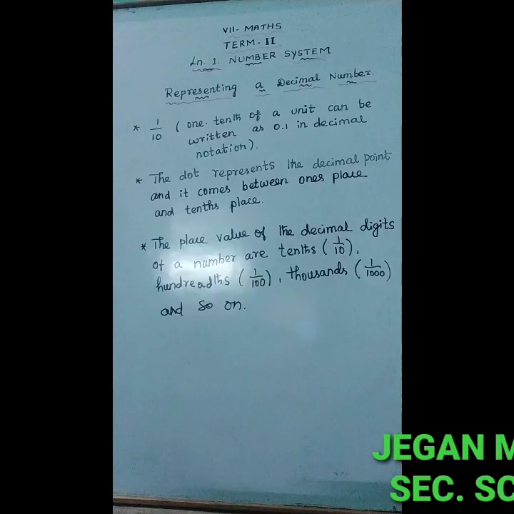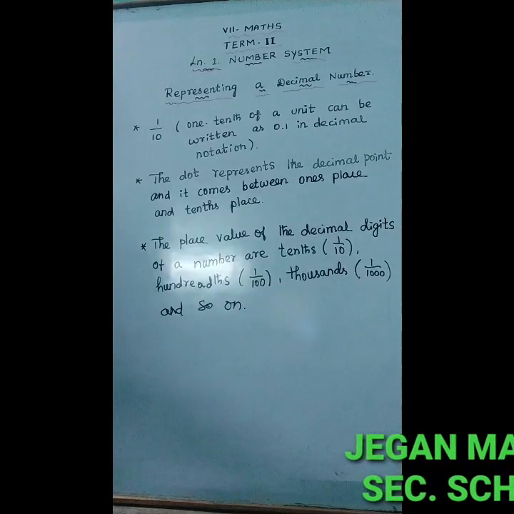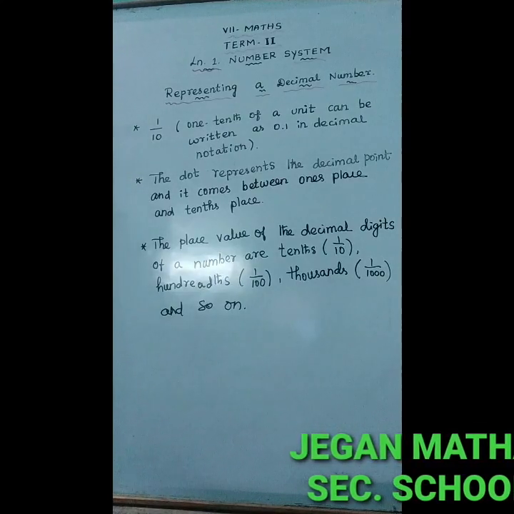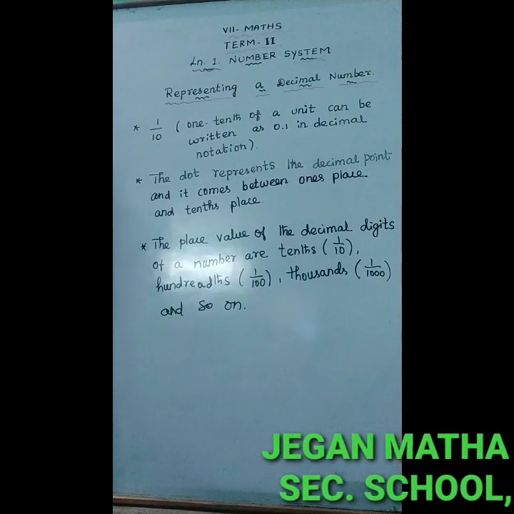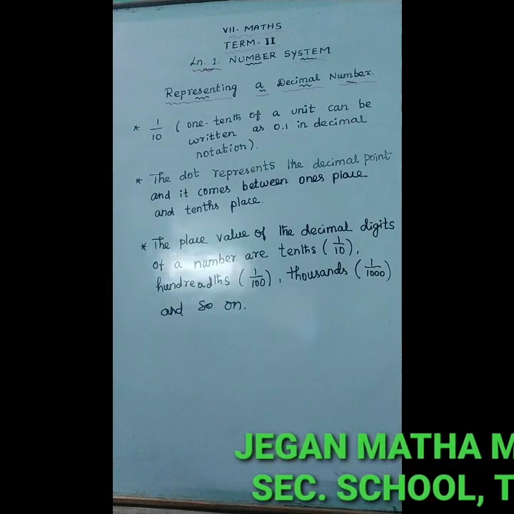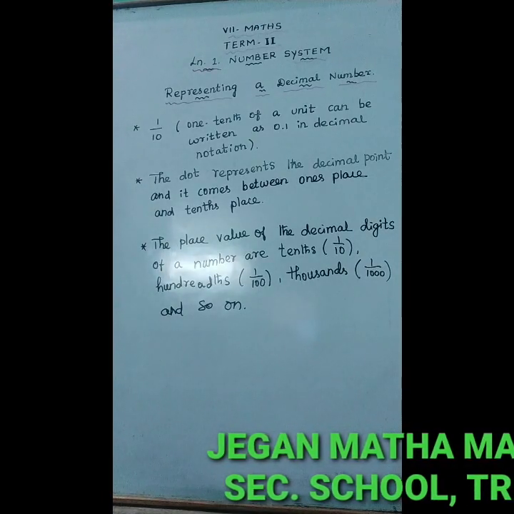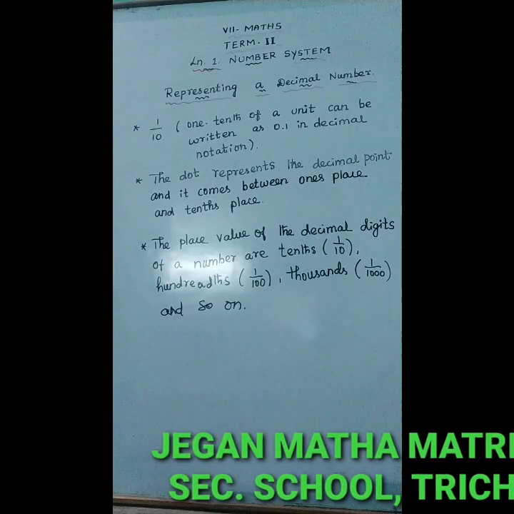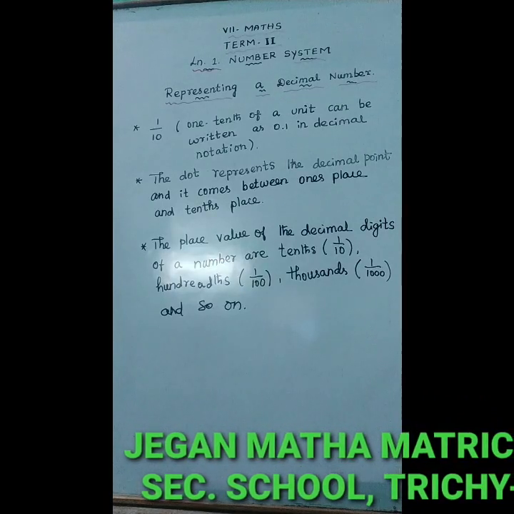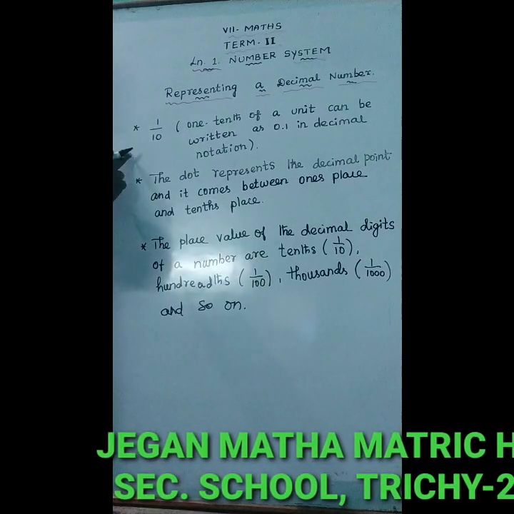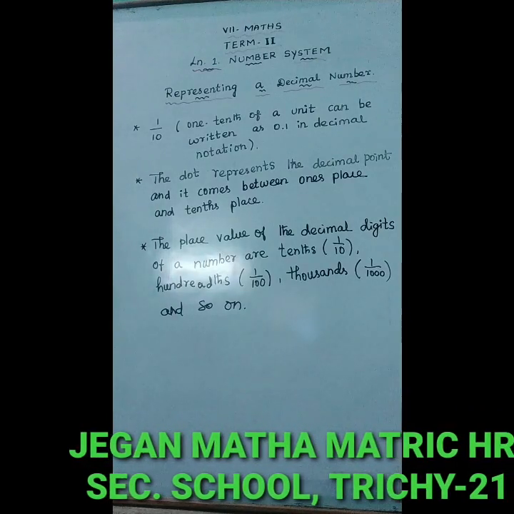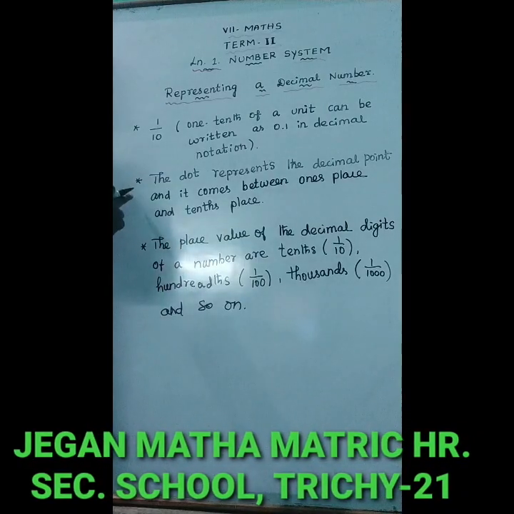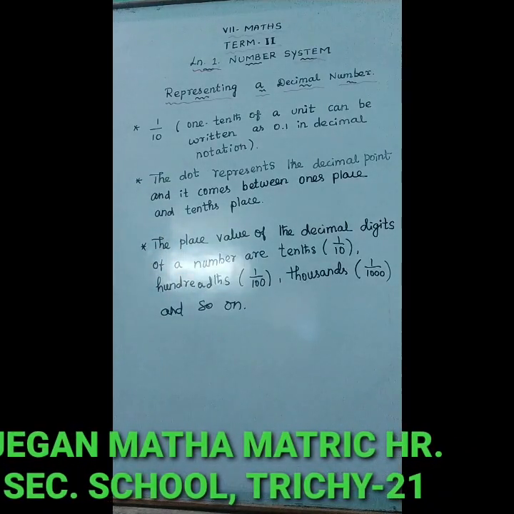How to represent a decimal number? Here, 1 divided by 10. So 1/10 of a unit can be written as 0.1 in decimal notation. 1 divided by 100 in decimal notation is 0.01. Then 1 divided by 1000 in decimal notation is 0.001, and so on. The dot represents the decimal point, and it comes between the ones place and the tens place.